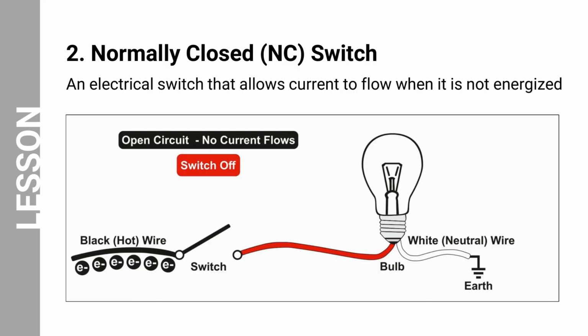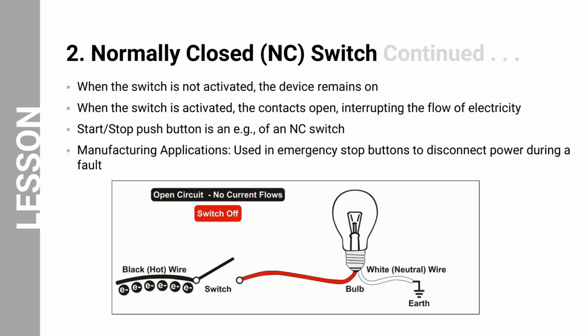What is a normally closed, or NC, switch? A normally closed switch is an electrical switch that allows current to flow when it is not energized. When a normally closed switch is not activated, the connected device or component remains on. When the switch is activated or turned on, the contacts open, interrupting the flow of electricity.